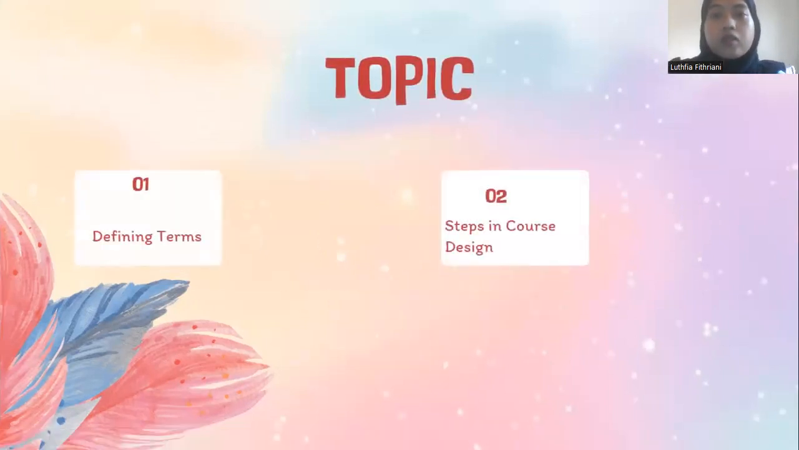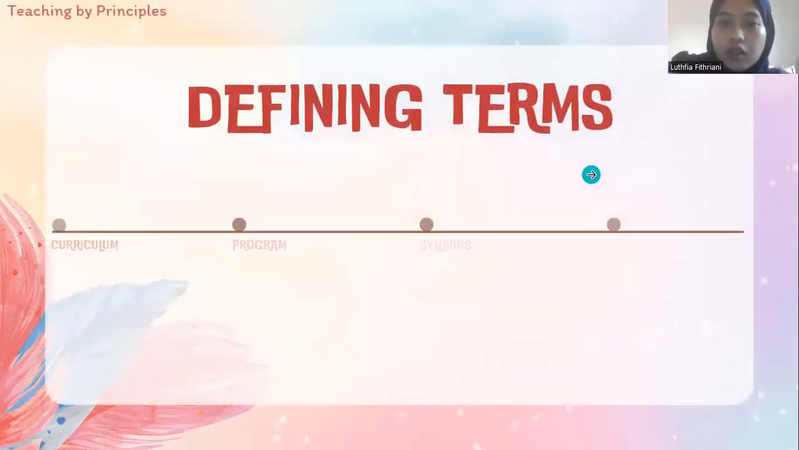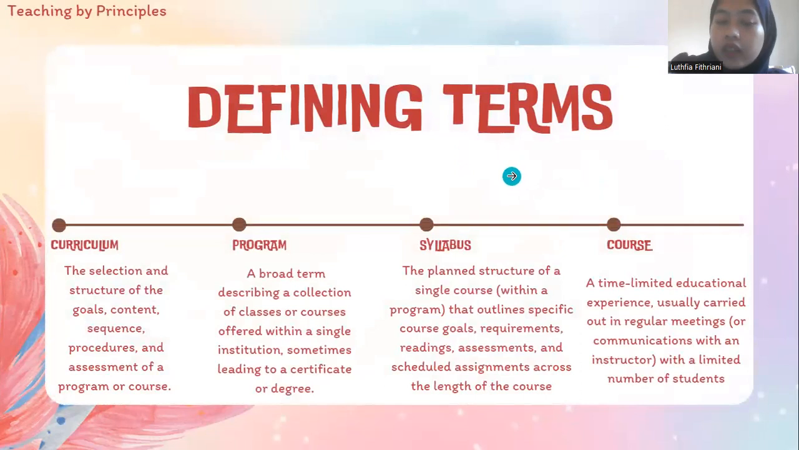There are two topics that we are going to learn. The first is defining terms, and the second is steps in course design. Let's start with defining terms. In designing the course, we have to know the differences among curriculum, program, syllabus, and course.